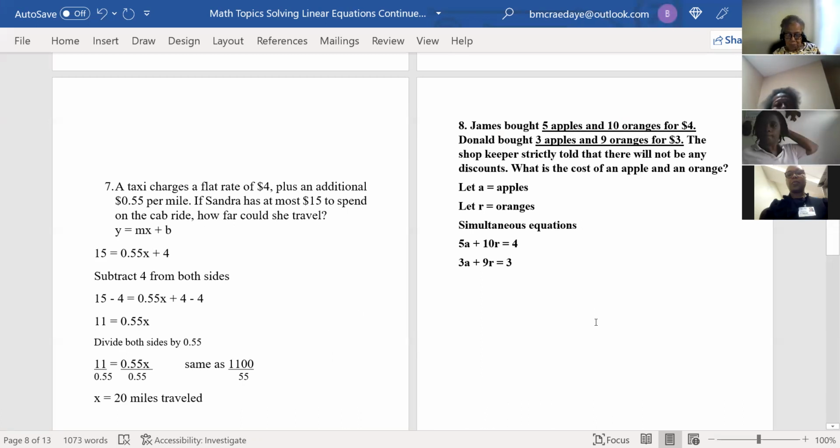Now, we said we could solve these simultaneous equations using substitution or elimination. Now, elimination, you try to make the coefficients the same. That way you can subtract something, right? So how would I make, say, the A coefficient the same in both of these equations? What would I do?